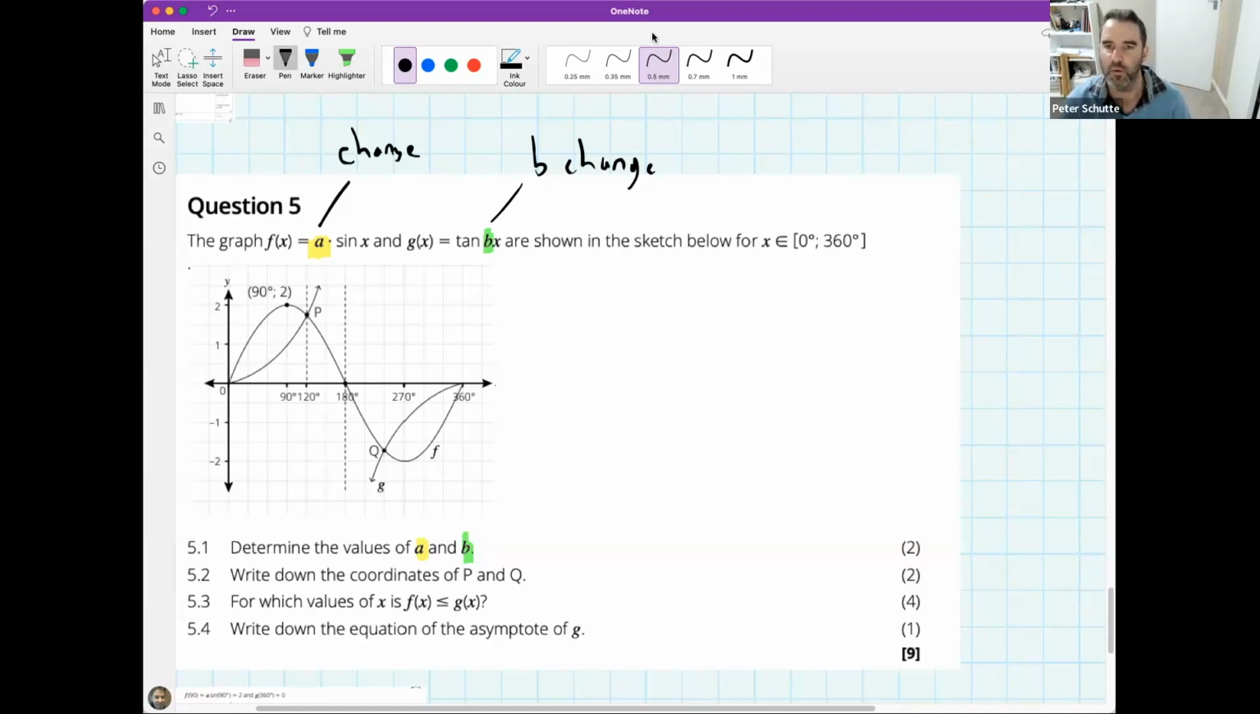Who would like to share some wisdom, share their thinking? So Tigabatsu has said A changes the amplitude of the graph. You are absolutely correct. Normally the amplitude of the sine graph is 1, and the range of the sine graph is normally between -1 and 1. This looks a bit different to me. So what do we think A is going to be?